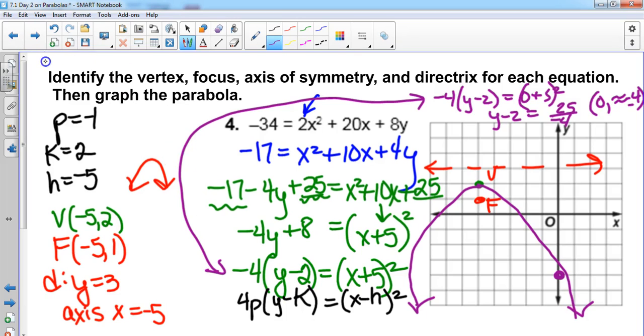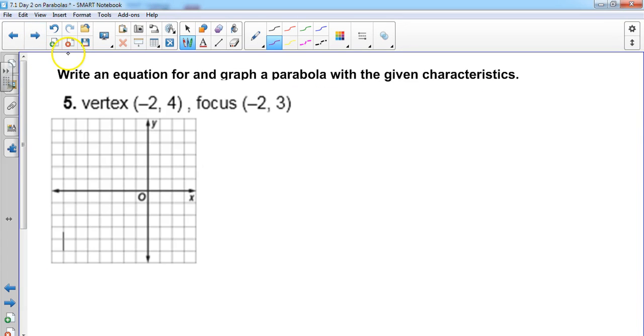All right. More fun on the back. You'll like this problem. This is your favorite kind, okay? You don't have to graph it all nice and find everything. All you have to do is come up with the equation. And you know everything you need to know right now. The vertex tells you what? H and K. So negative 2, 4 is the vertex. The focus is at negative 2, 3.